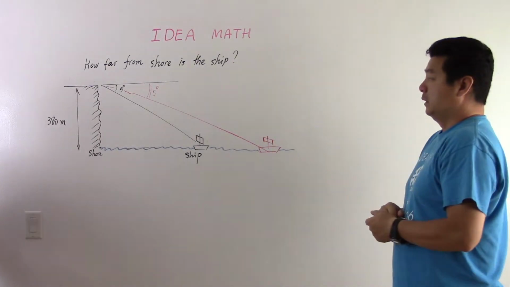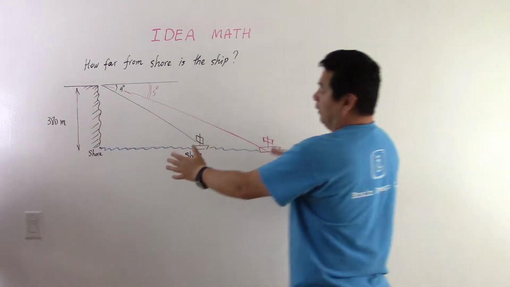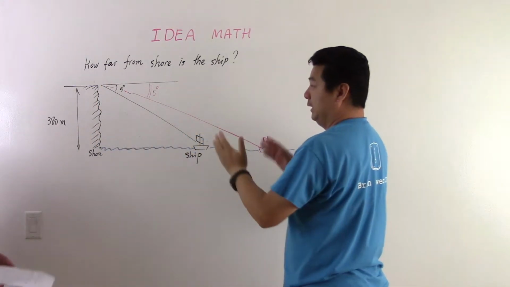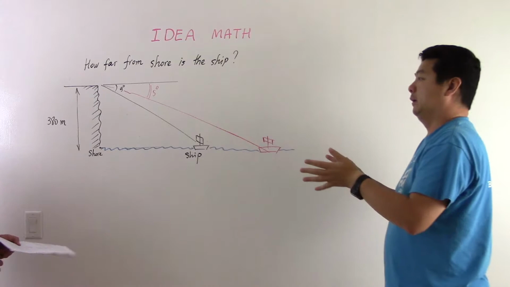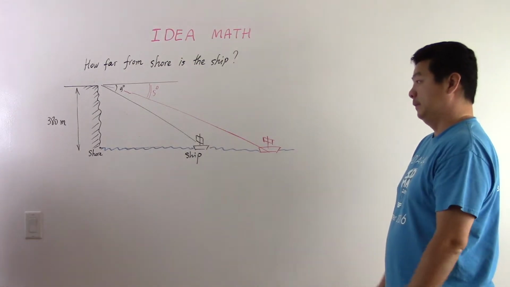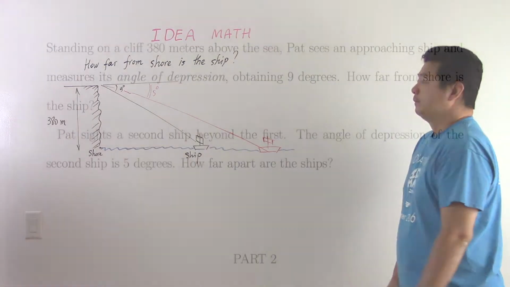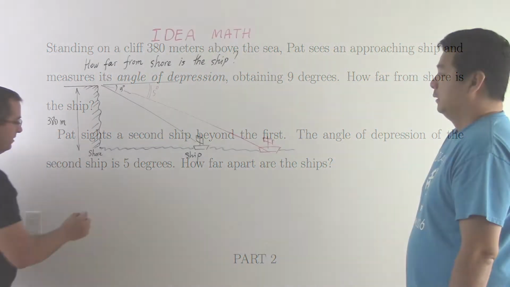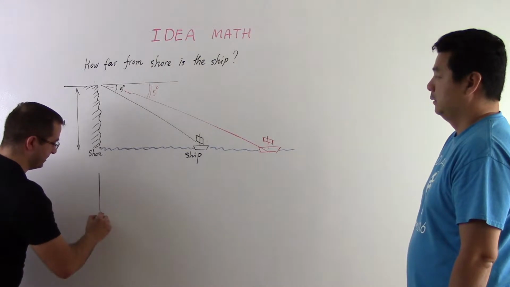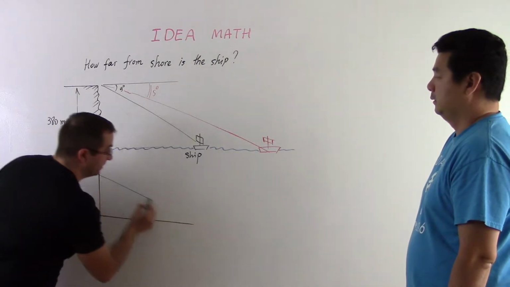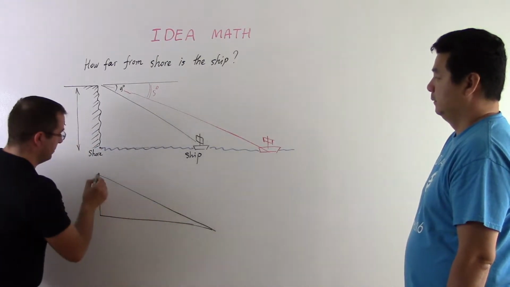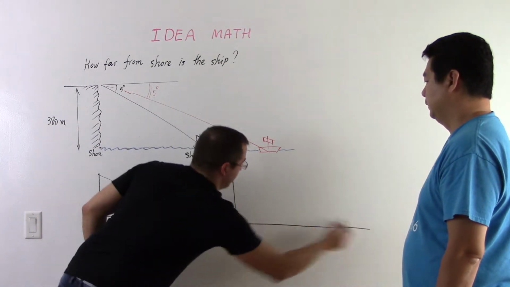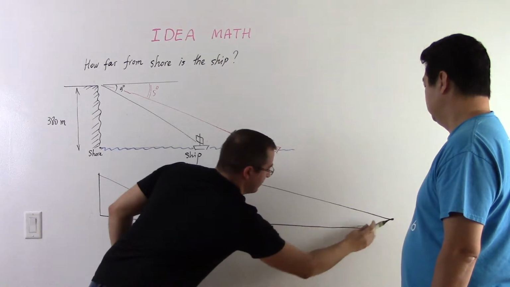So the first thing is we have to simplify our diagram. Forget about the cliff, forget about the boat. The key is how to build two right triangles so we can solve this problem, right? Why don't you guys do that? So what we actually have, we have a right triangle over here, right? And a similar one. Let's do another one, a longer one over here.